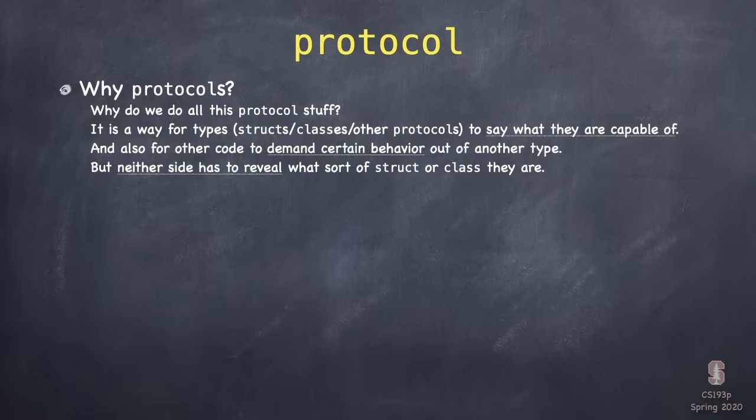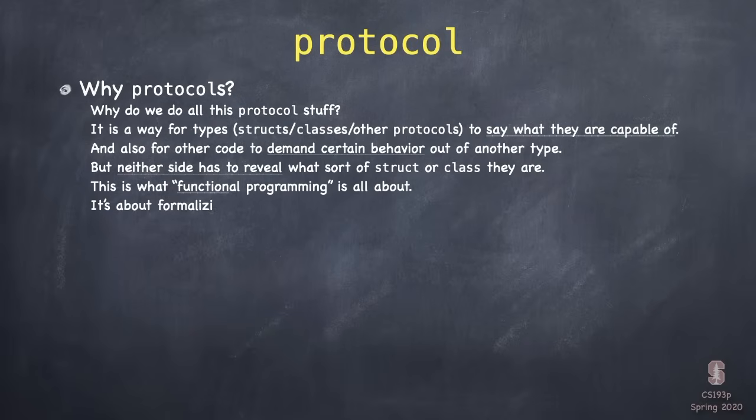But in all of that, neither side has to reveal what sort of struct or class you are. You completely can be anything you want. You just say you implement movable, and now you can be operated on as a movable. But you could be anything. You could be a car. You could be a portable thing. You could be a boat. Neither side cares. All one side cares is that you can do the movable things, and all the other side cares is that you implement all those movable things.